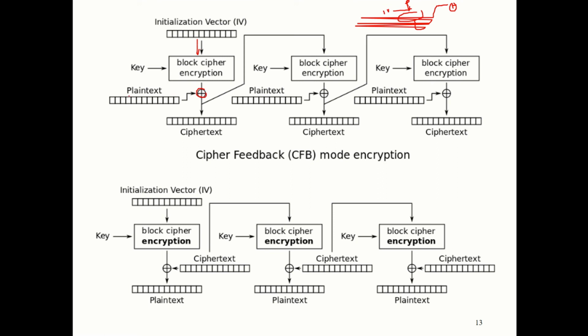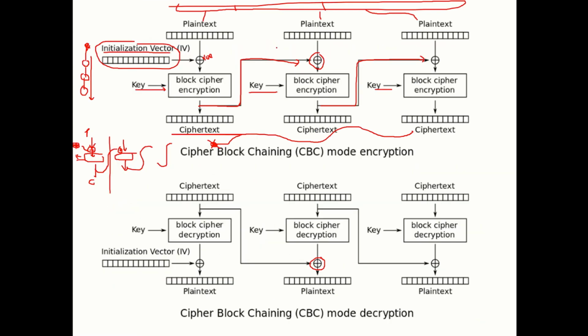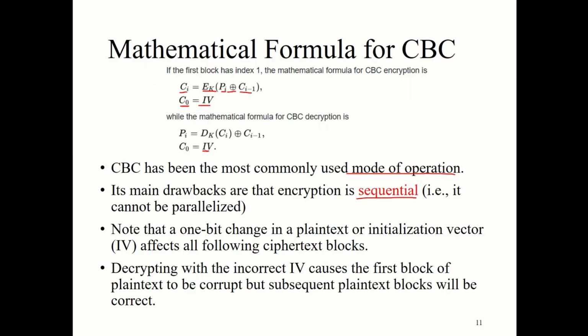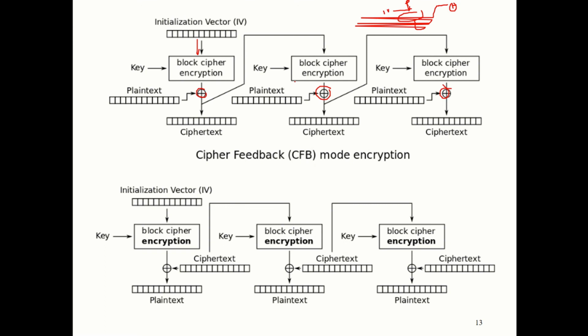You do the XOR with the plain text, and you get the ciphertext, and this one goes to the next one. And you see that the XOR is after the encryption, all right? But in the previous one, the XOR is before the encryption. This is the difference. You should notice that. In CBC the XOR is before the decryption, okay? But for the CFB, no. The XOR is actually after the decryption.